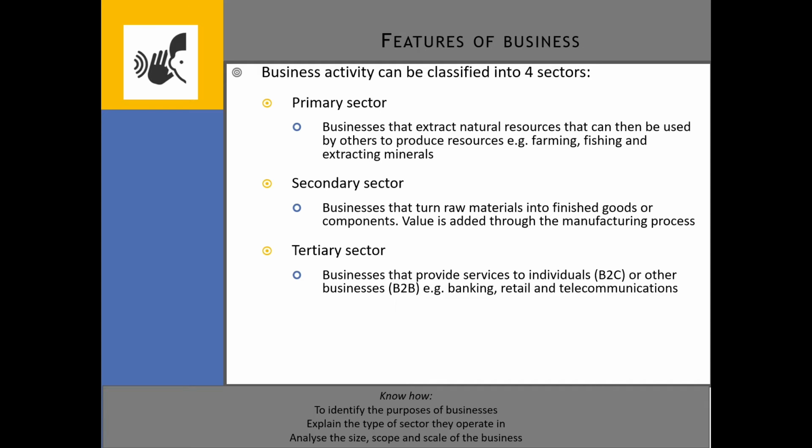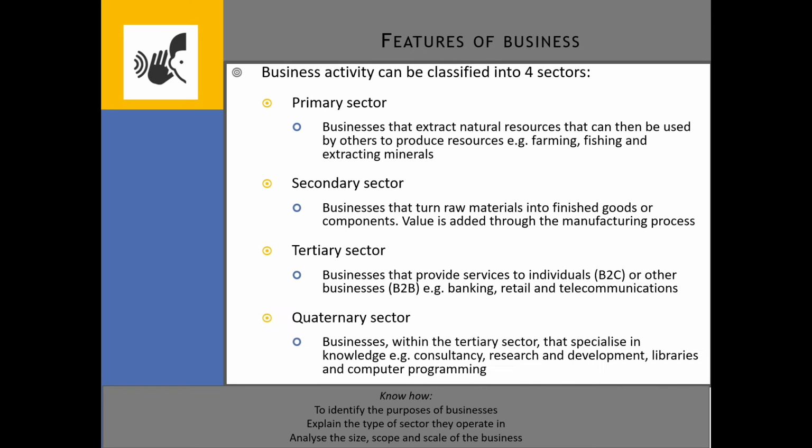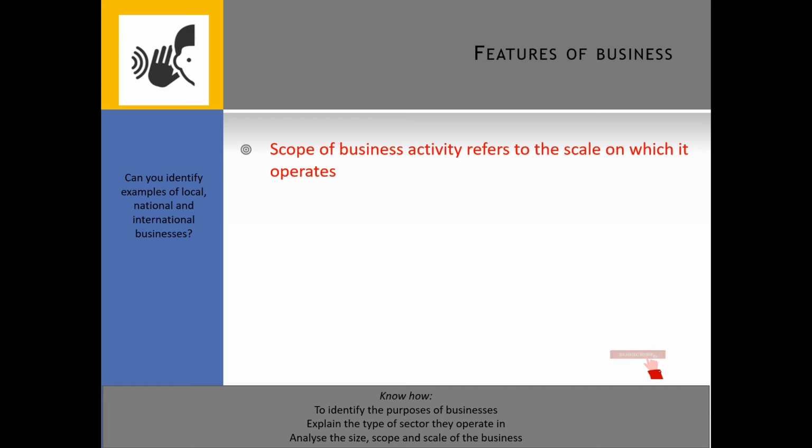And these businesses that come under the secondary sector could be stuff like Jaguar Land Rover. Thirdly, we've got the tertiary sector, which is all service-based businesses such as banking, retail and telecommunications. And finally, we have the quaternary sector. Businesses within this sector specialise in knowledge, for example, consultancy, R&D, libraries and computer programming.